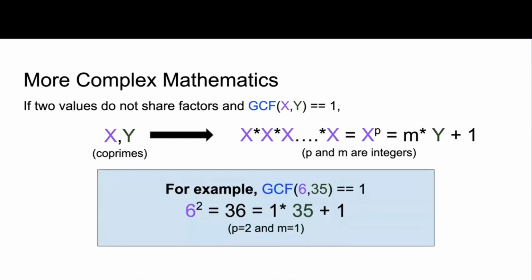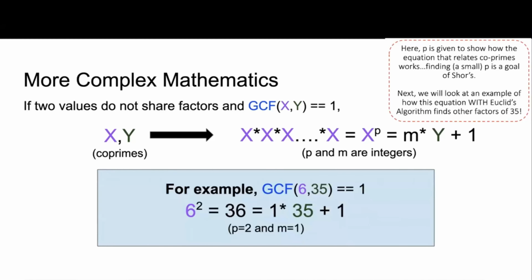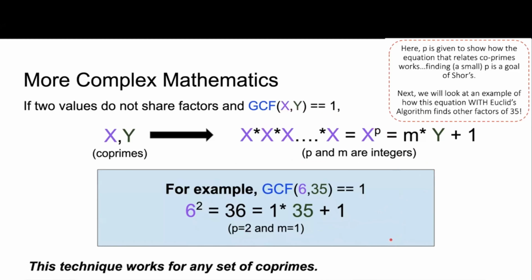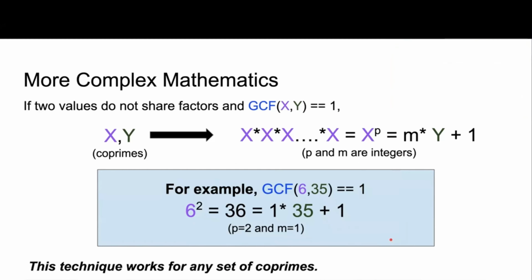Let's try this. For our example that we previously worked, where the greatest common factor of 6 and 35 was equal to 1, we can take 6, raise it to the 2, and that's equal to 36. It's also equal to 1 times 35 plus 1. So using this relation we just described, we found that p can be equal to 2 and m can be equal to 1 in order to relate the co-prime values of x and y. This technique works for any set of co-primes.